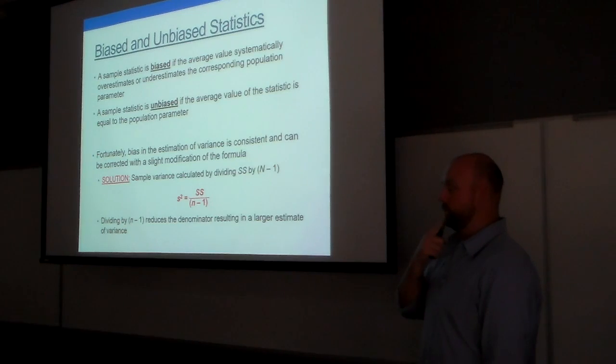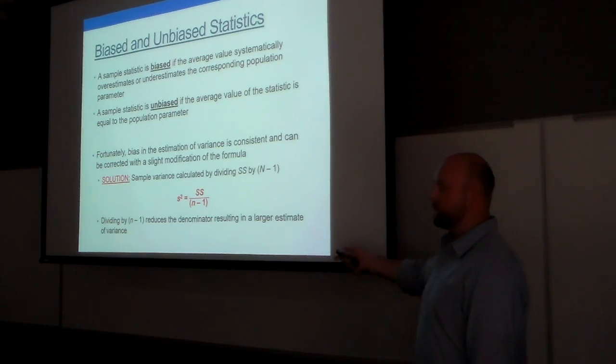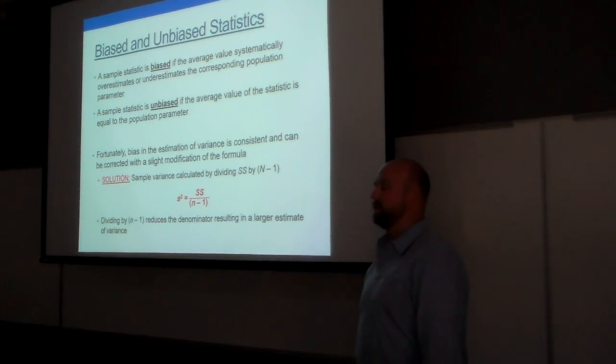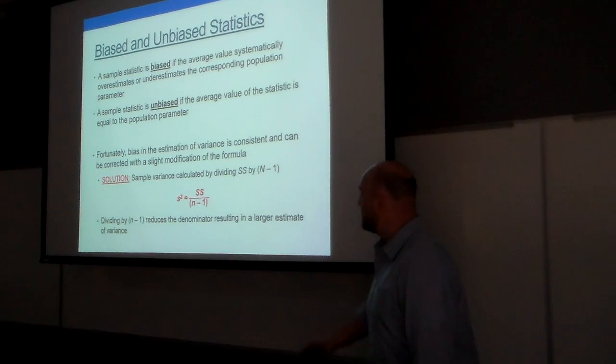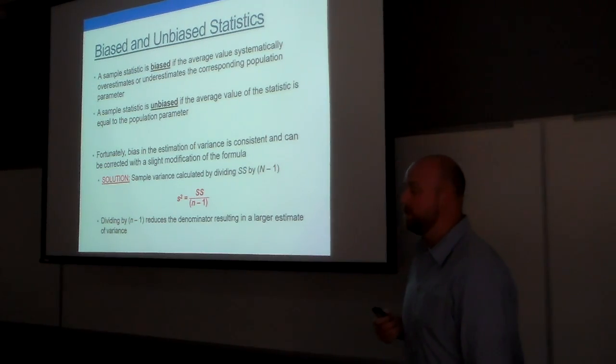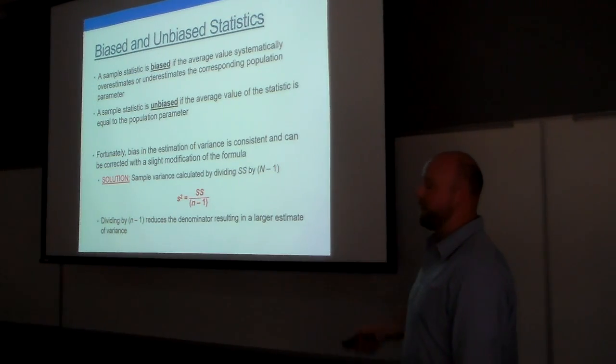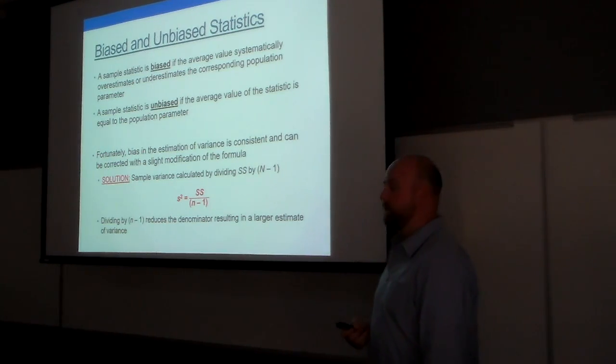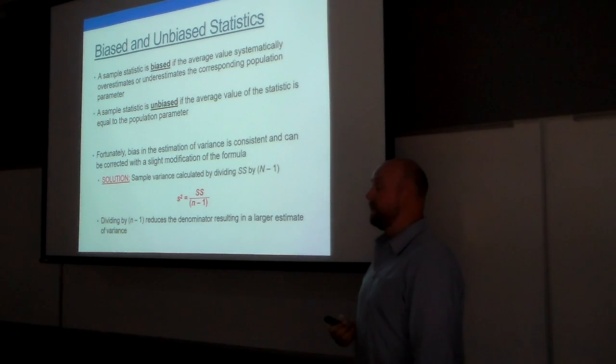I'm not sure. Okay, let's say my sum of squares is, what's my sum of squares? Just give me a number. 40. 40, okay. And let's say I've got 10 people in my sample, right? And so I take 40 divided by 10, what do I get? 4. What if I get 40 divided by 9? Is that going to be larger or smaller than 4? Larger, right?